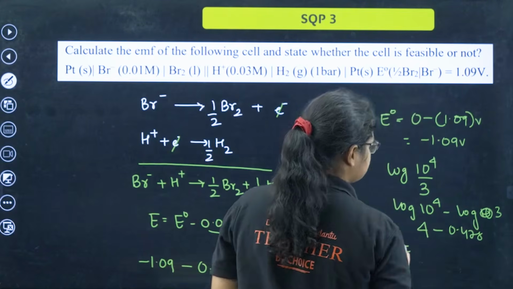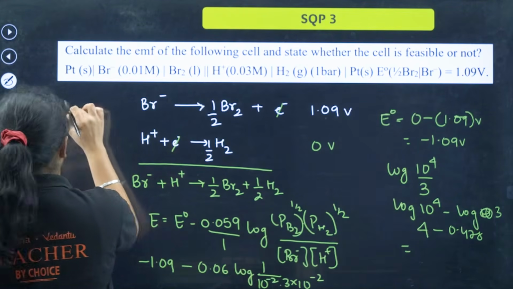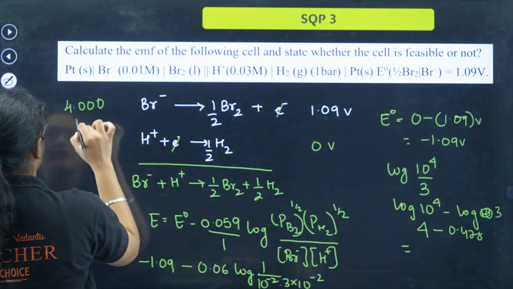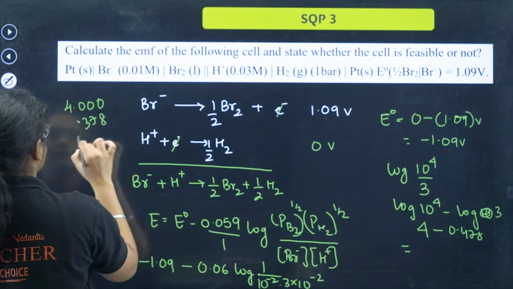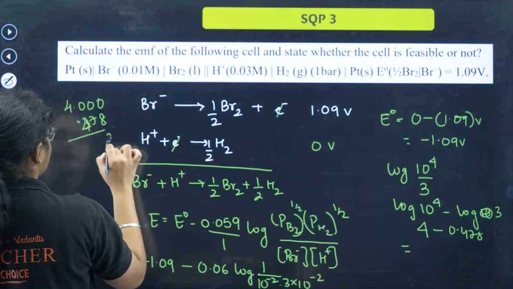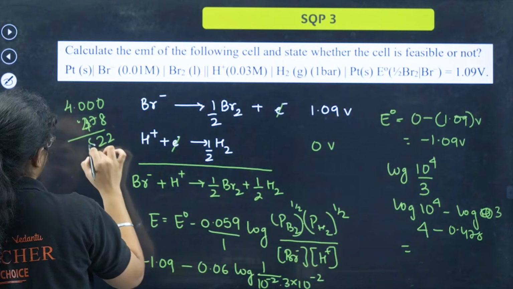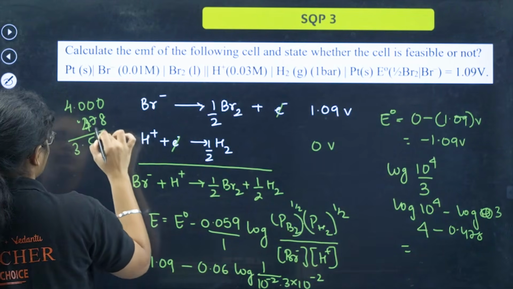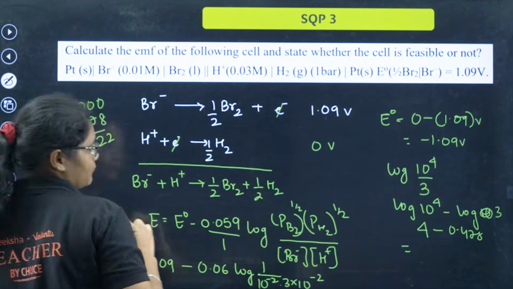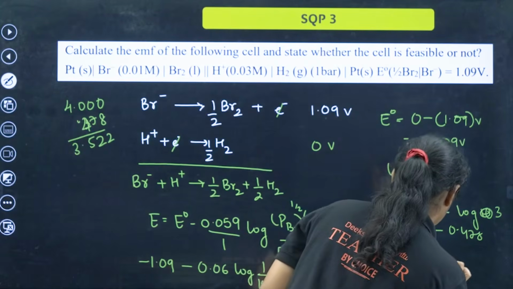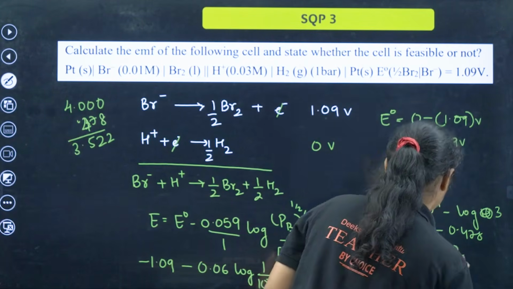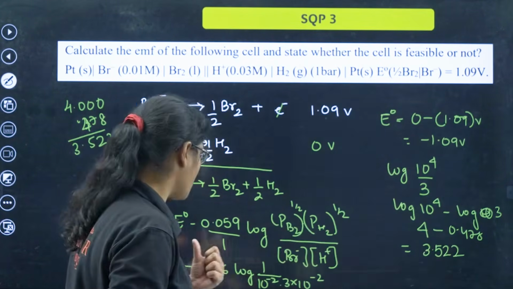So if I solve this, 4 minus 0.478, so I have 3.522. Yes, 3.522. So I will get 3.522. This is my log value.